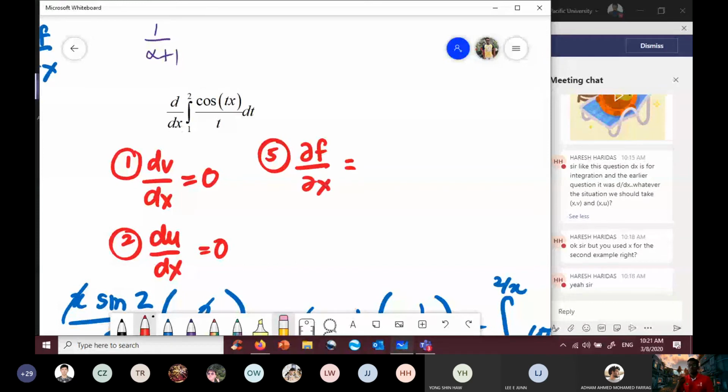So you have to figure out what do you get for your dou f over dou x. What do you get if you differentiate the expression inside here with respect to x? Why with respect to x? Because x is the outer variable.